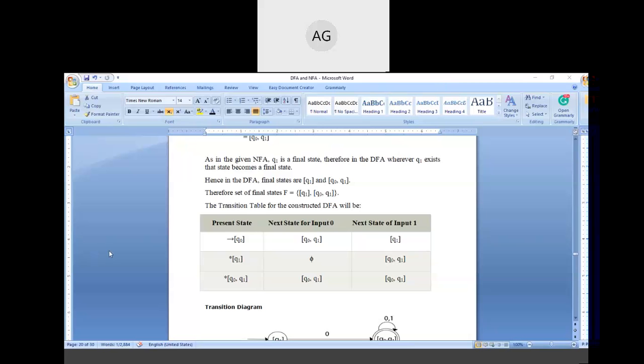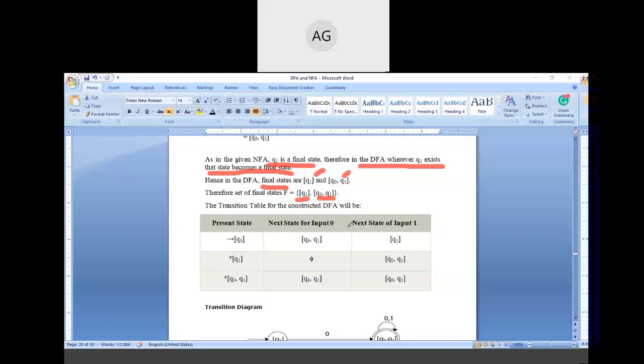As in the given NFA, Q1 is the final state. Therefore, in the DFA, wherever Q1 exists, that state becomes a final state. And this is step number 4 of our algorithm: whatever the final states of the NFA are, wherever that final state exists, all those states will become final states of the new DFA. So hence, in the DFA, the final states are Q1 and Q0 Q1.